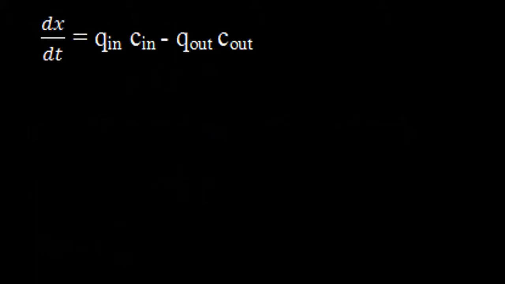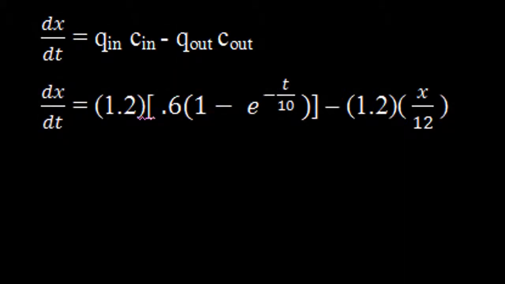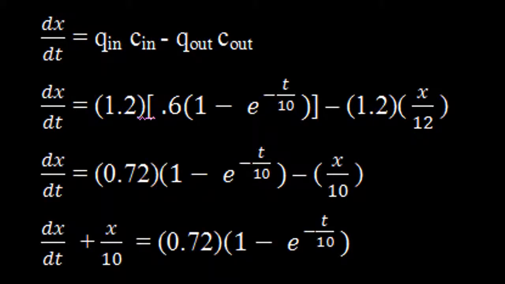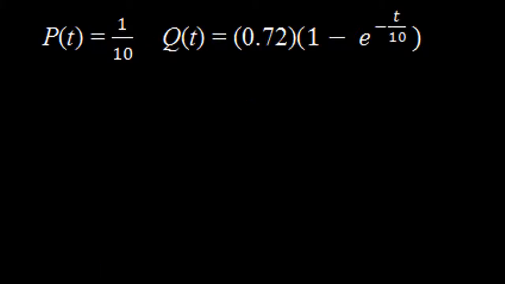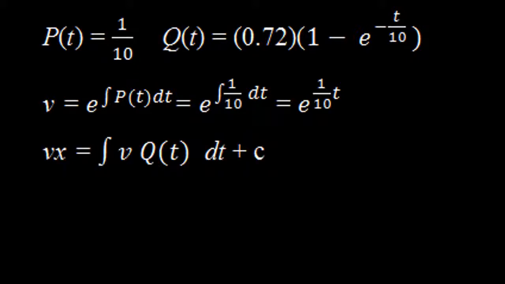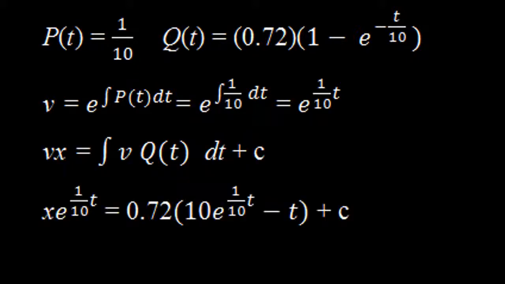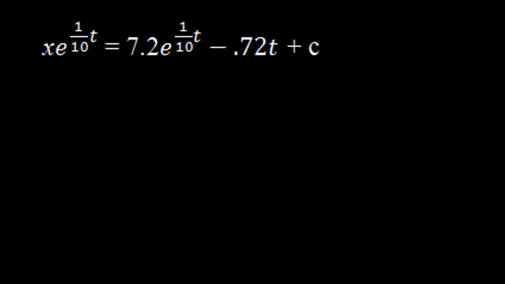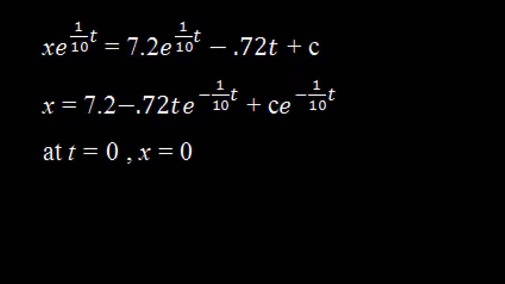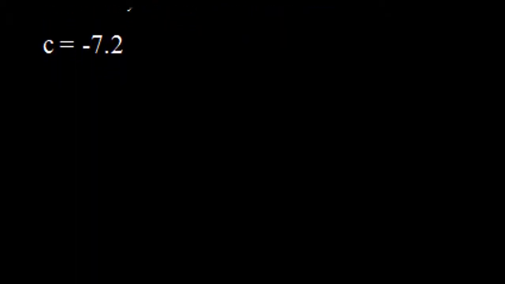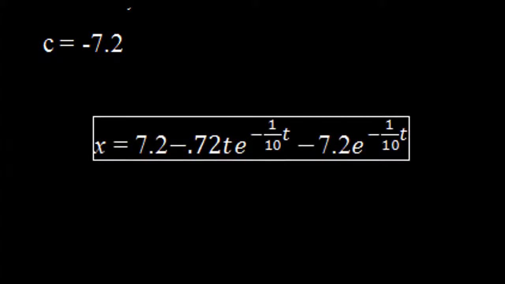Again, use the equation for the chemical solution. Then solve using a linear differential equation. At time t equal to 0, x is equal to 0. So c is equal to negative 7.2. Plug c into the equation of x, and we now have the answer for letter A.